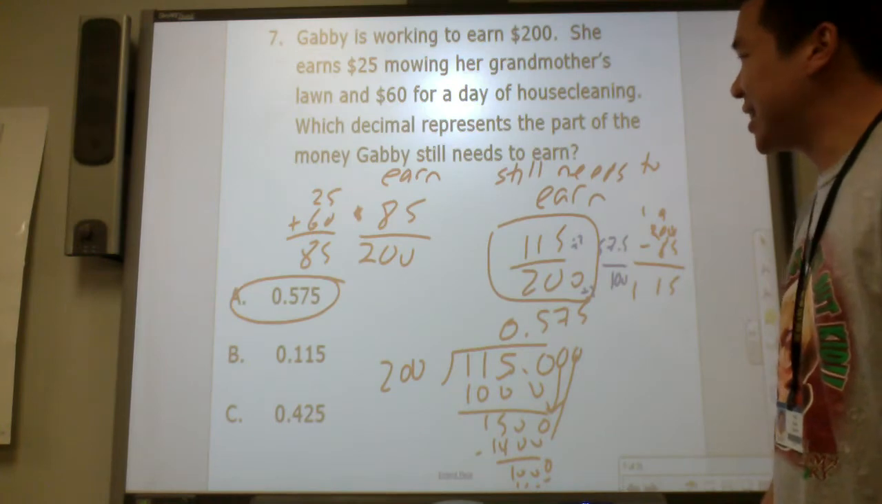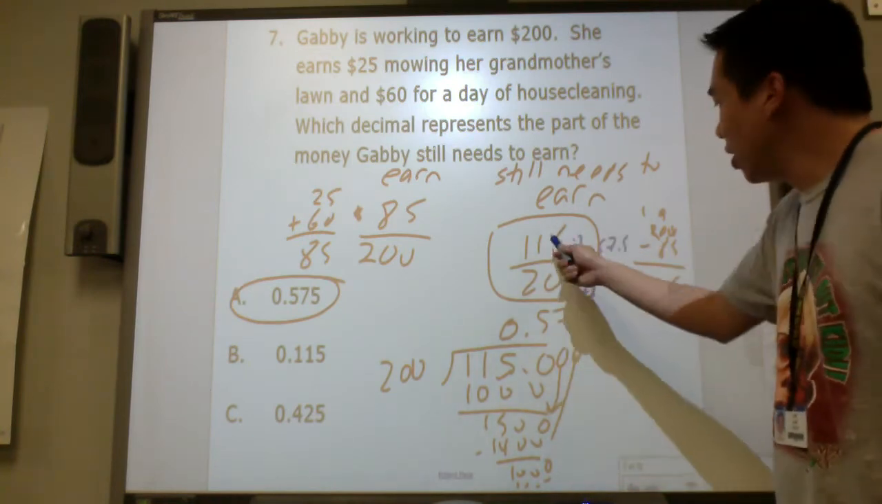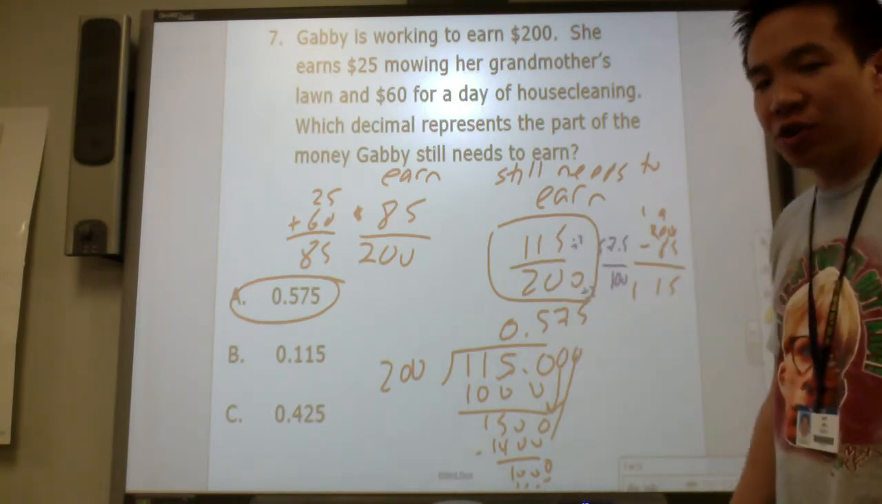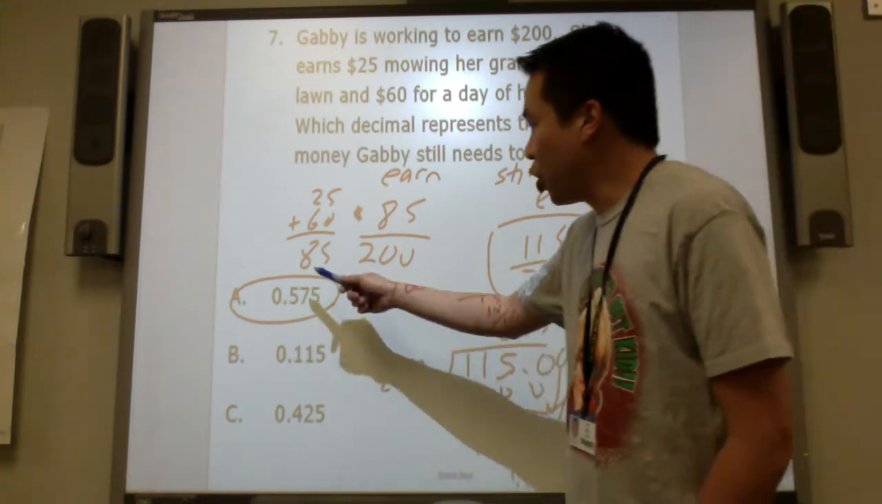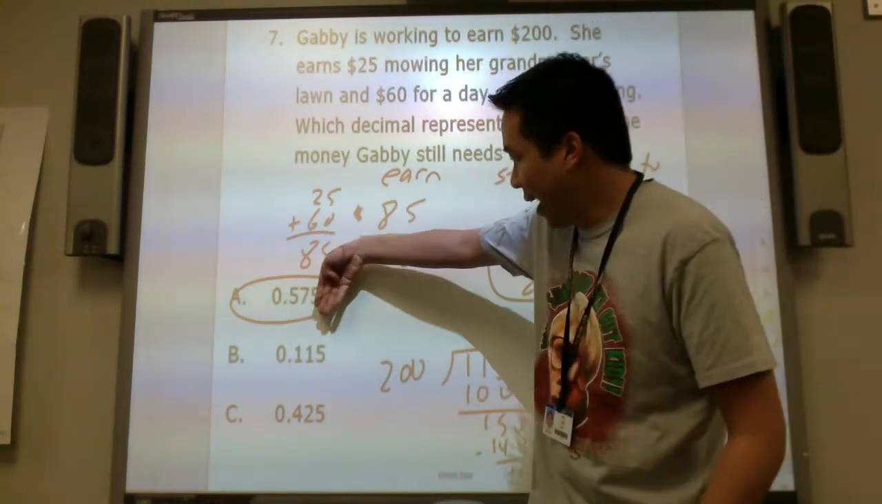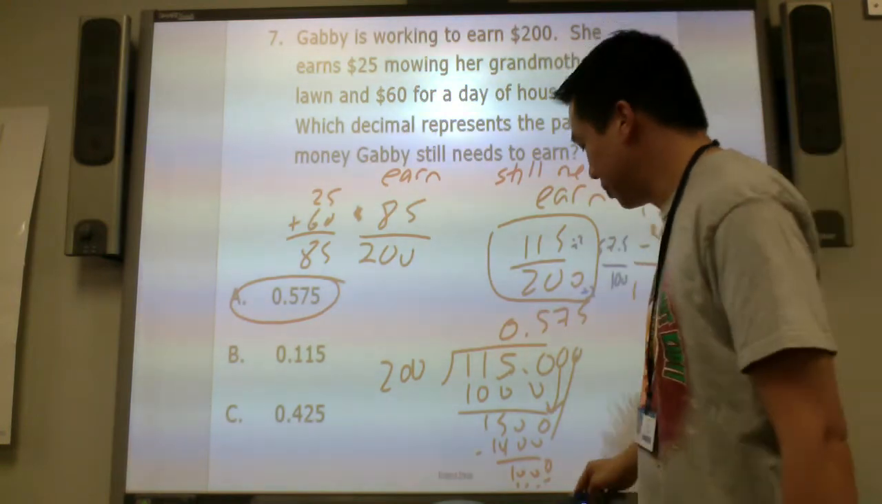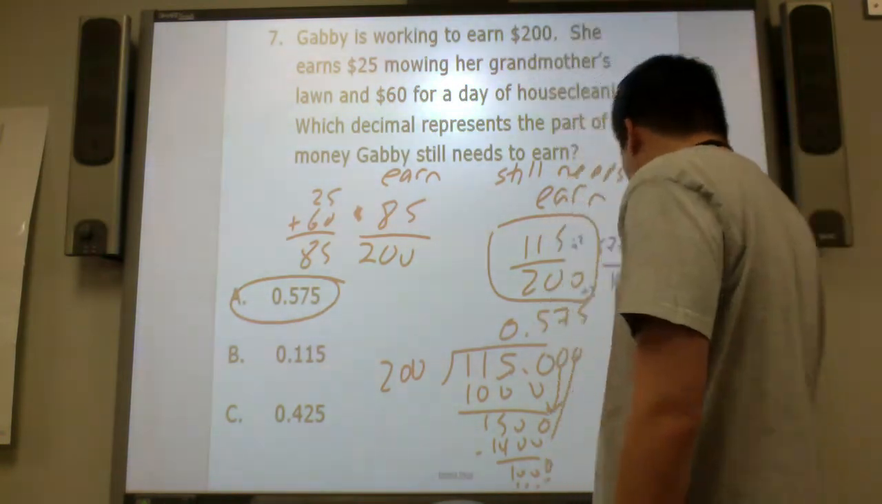So in other words, she needs to say over half. She still needs to say over half with her $200. Which number is over half? A. You have to estimate that. It's 57%. Next question.